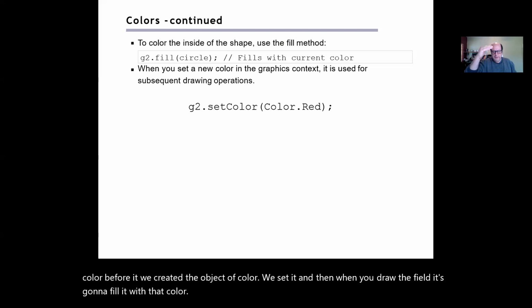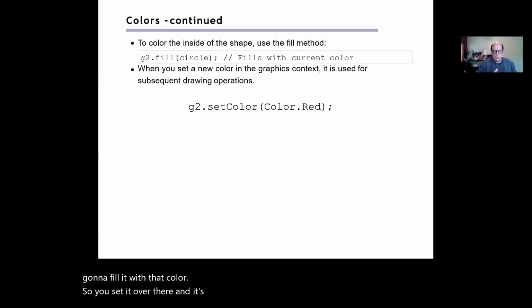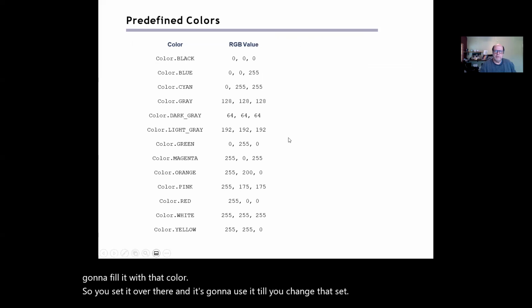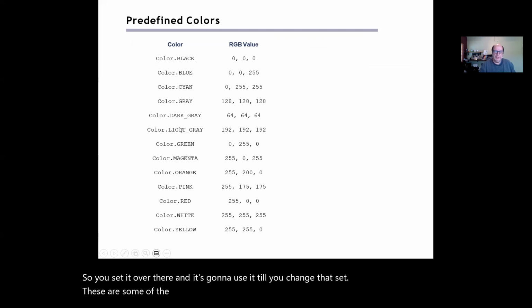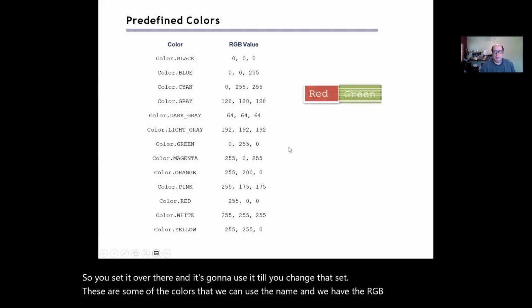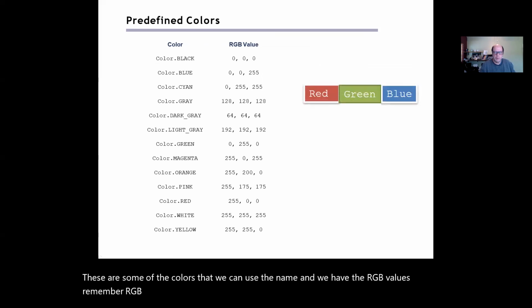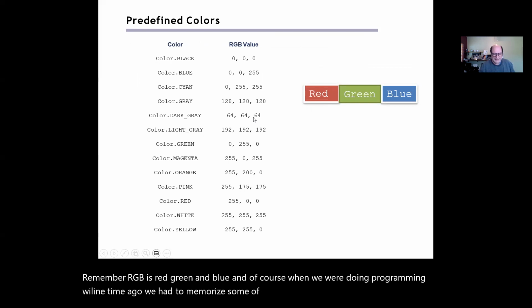So you set it over there, and it's going to use it till you change that set. These are some of the colors that we can use, the name, and we have the RGB values. Remember, RGB is red, green, and blue. And of course, when we were doing programming a long time ago, we had to memorize some of these things. Of course, if you do that day in, day out, you remember it.